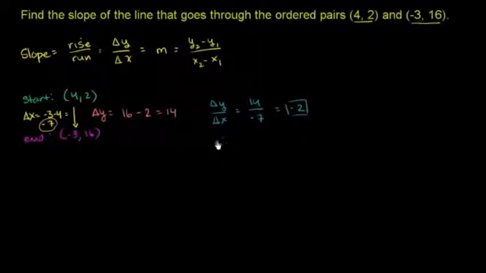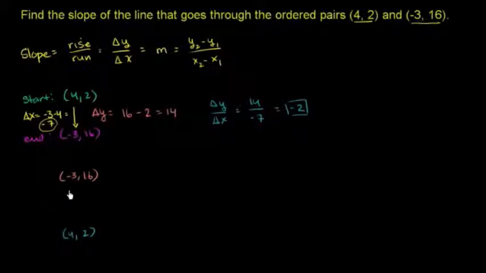Now what I want to show you is that we could have done it the other way around. We could have made this the starting point and this the end point. And what we would have gotten is the negative values of each of these, but then they would have canceled out, and we would still get -2. Let's try it out. So let's say that our start point was -3, 16. And let's say that our end point is the 4, 2.